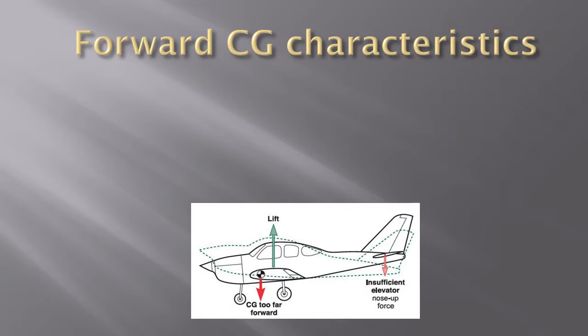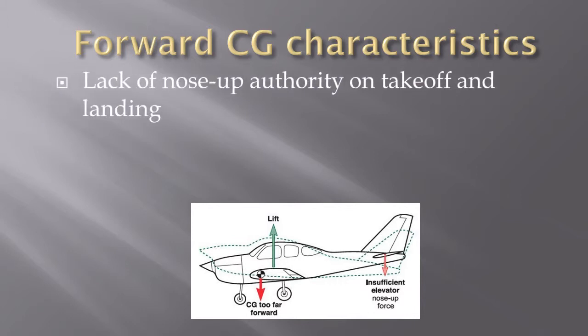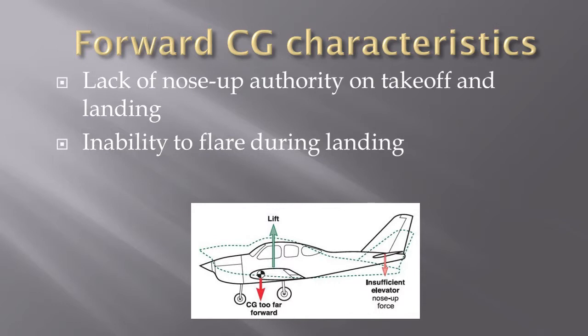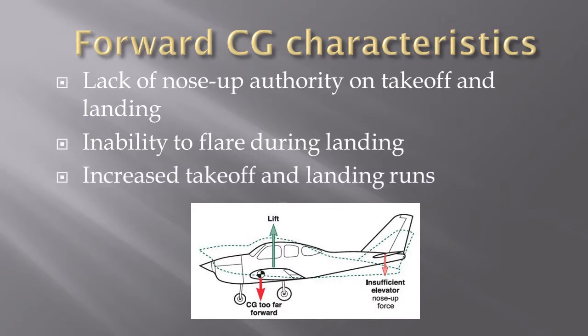If the CG is too far forward, the downward tail load will have to be increased to maintain level flight. At slow takeoff speeds, the elevator might not produce enough nose-up force to rotate, and on landing there may not be enough elevator force to flare the airplane. Both takeoff and landing runs will be lengthened if the CG is too far forward.